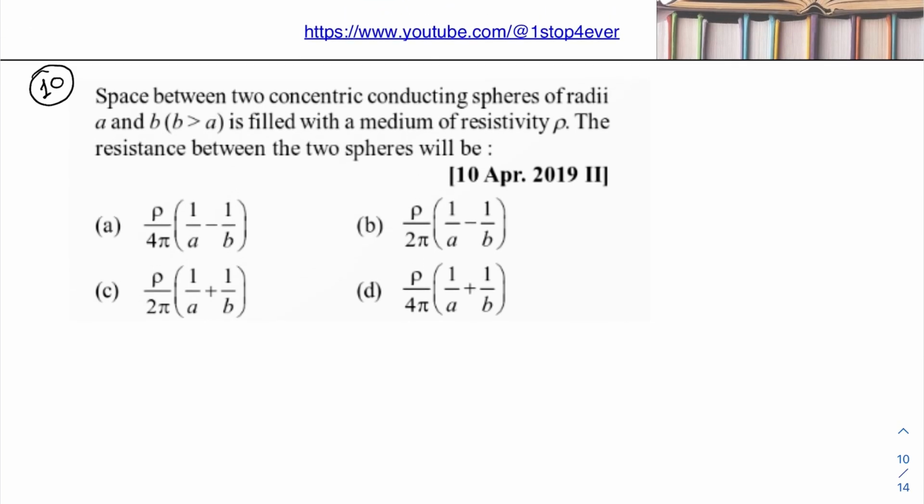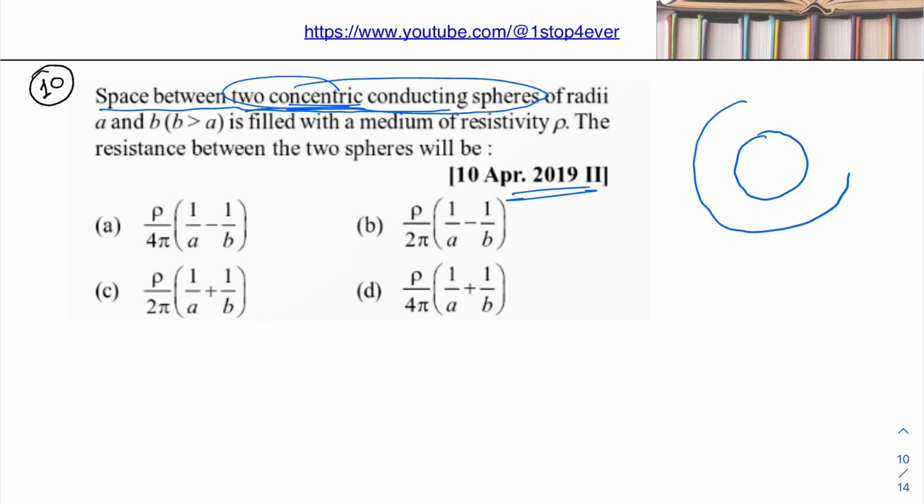Now the next question, 10th number question. This question is already an IIT 2019 question. In this question, the space between the two concentric conducting spheres. What is concentric? Concentric means a sphere inside a sphere. Sphere inside a sphere. Okay, this is a concentric circle.